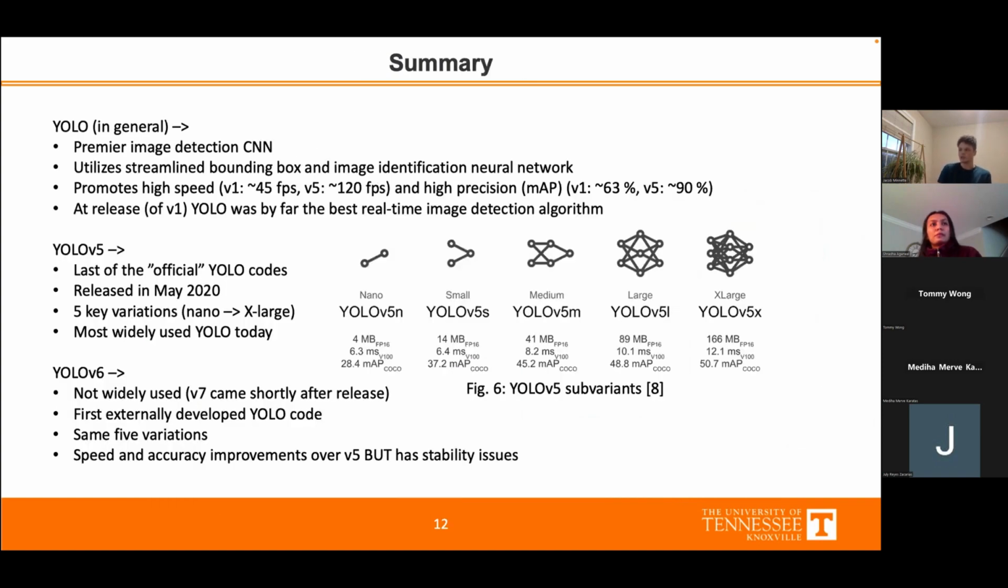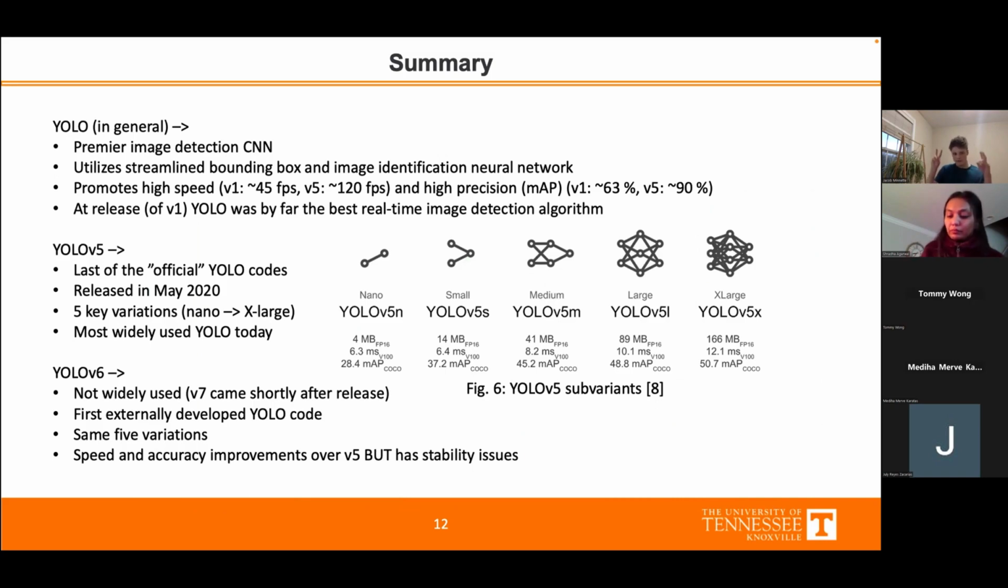So this is just a general synopsis of the talk. YOLO in general was developed by Joseph Redmon as well as several of his colleagues. At the time of release, and arguably still today, it is the premier image detection convolutional neural network. YOLO utilizes a streamlined bounding box and image identification neural network, so all of it is done in a single CNN. The first version could get up to 45 frames per second.